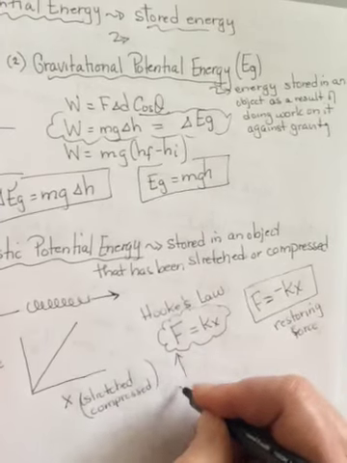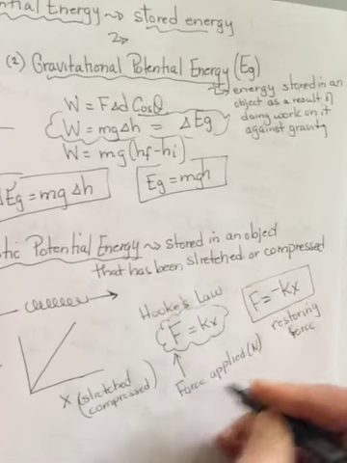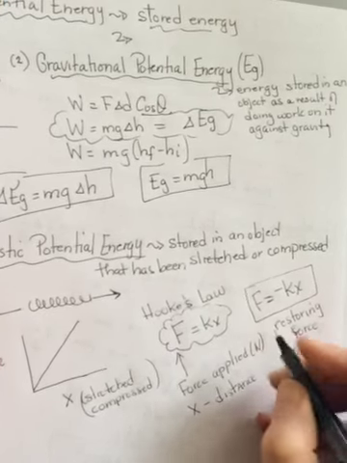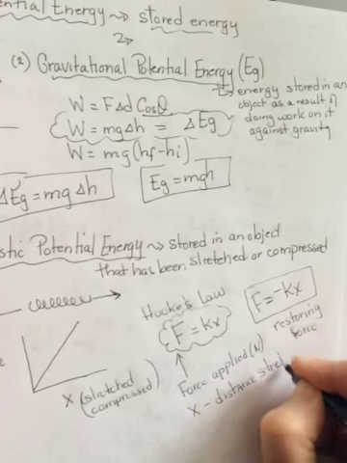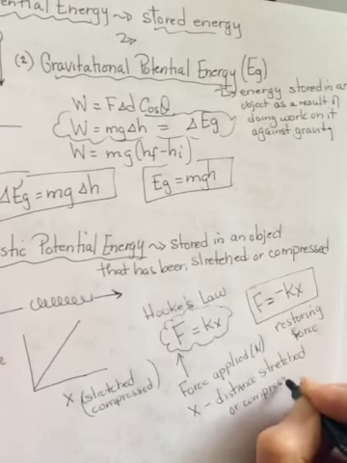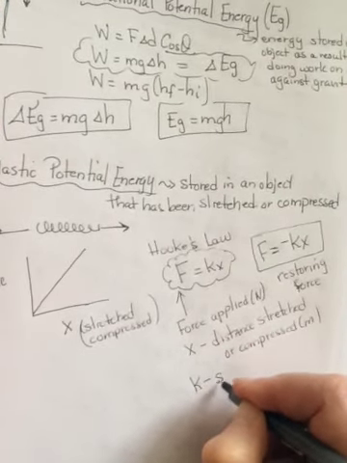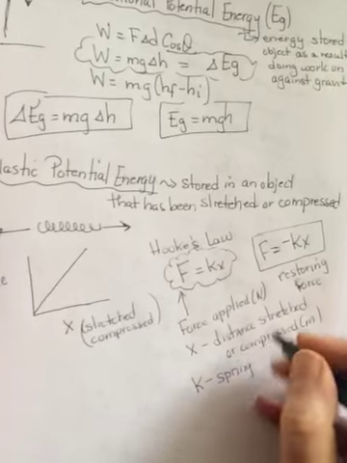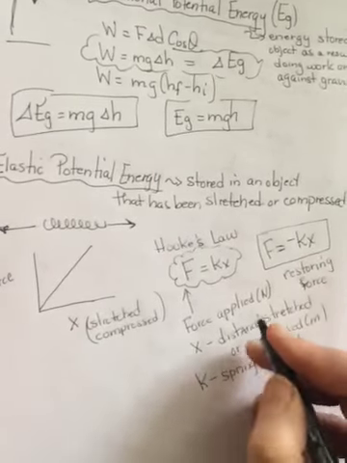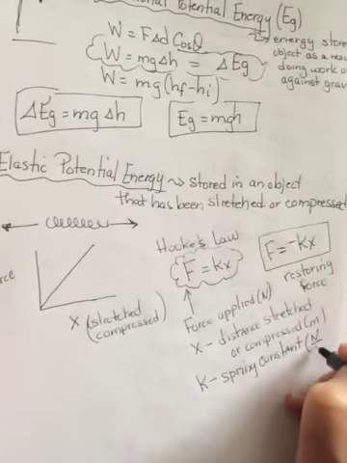Where F is the force applied, of course measured in newtons. x is the distance stretched or compressed, of course measured in meters. And k is known as the spring constant. I think in the chapters we're doing, it's called the spring constant. Later on in the book, it's called the force constant, spring constant. And if you rearrange F equals kx for k, you'll see its units need to be newtons over meters.